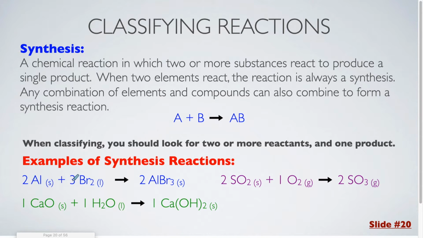Here we have aluminum plus bromine, two elements combining to make a compound, aluminum bromide. Here I have two compounds combining to make a larger compound, and here I have a compound combining with an element to make one compound.